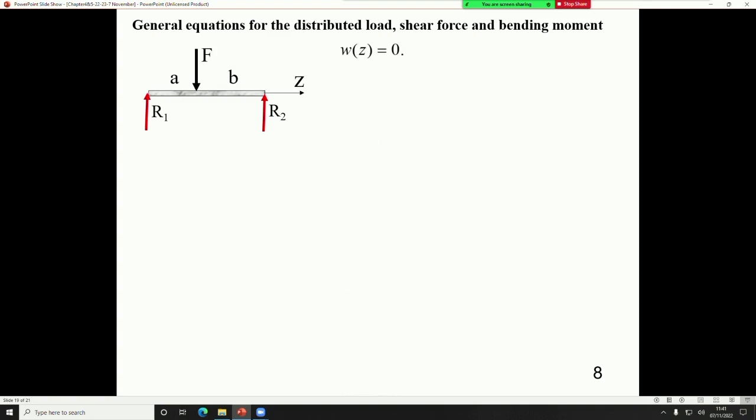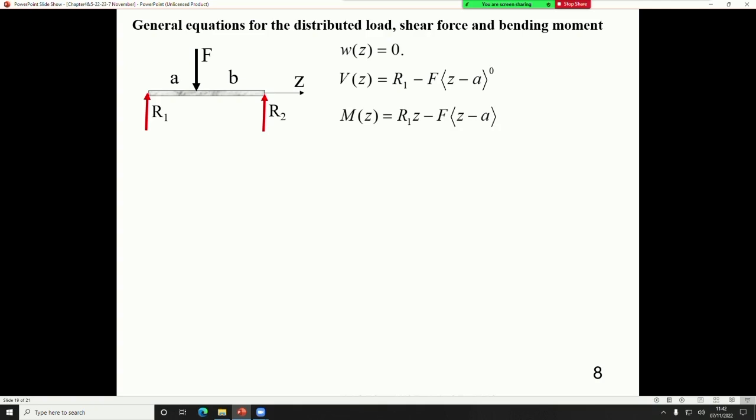The shear force at z equal to 0 is equal to R1. So we don't want to draw the shear force or bending moment diagrams. We're just looking at the beam, writing the equation, similar to the last part of your assignment sheet for the laboratory. So do I need a step function for F or not? Yes. So I'm going to use a step function for F. So minus F multiplied by z minus a to the power of 0. I'm going to integrate it, so M is equal to R1 z minus F times z minus a.